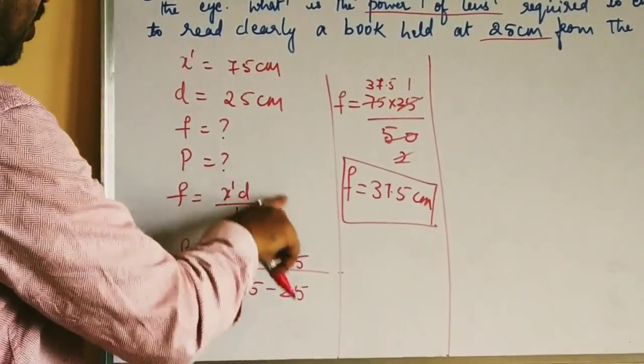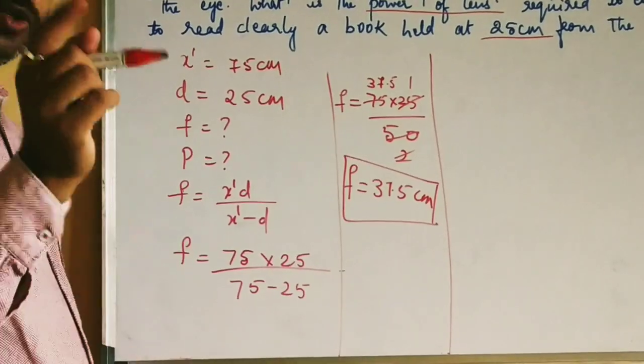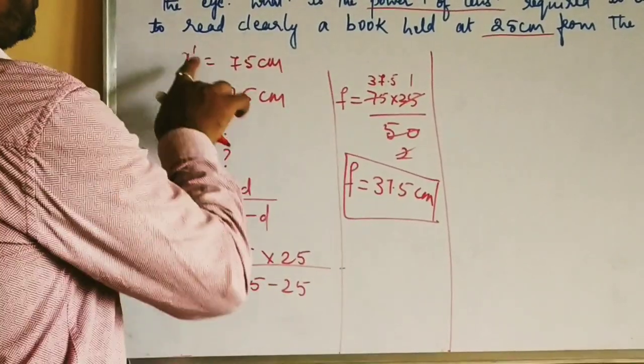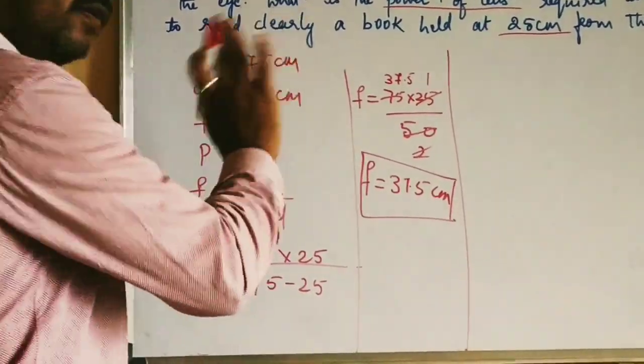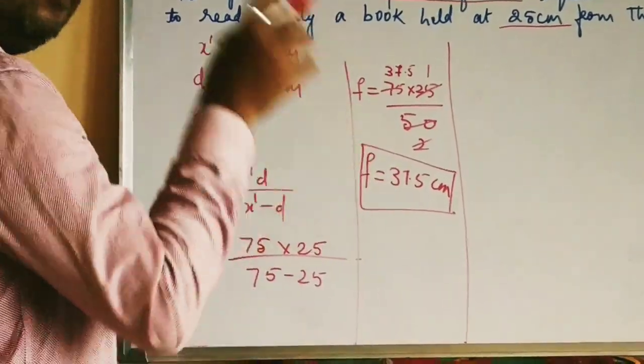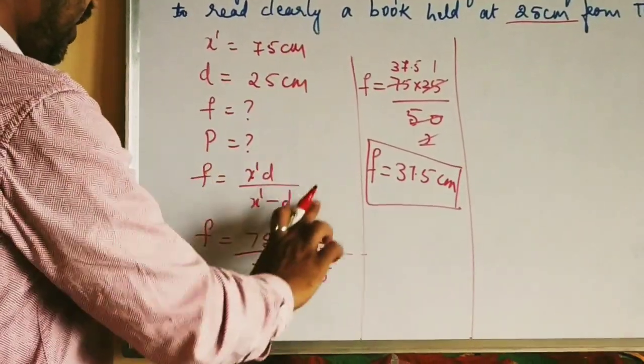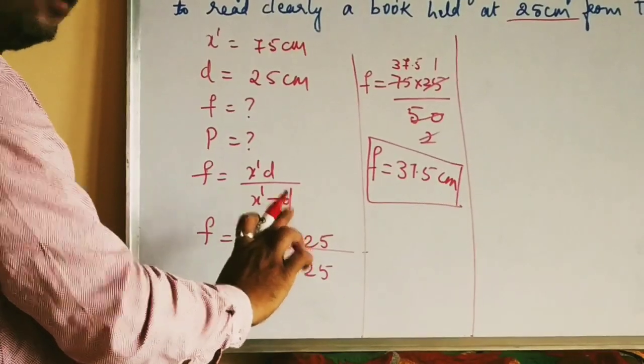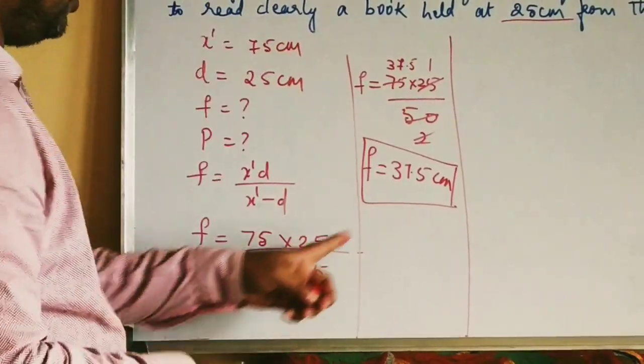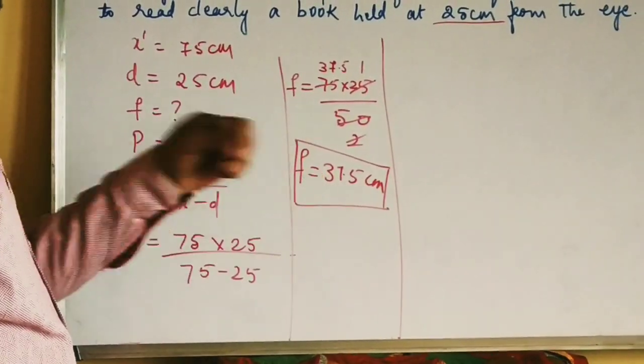Then we got this formula, x dash into d by x dash minus d. So in the problem, if they give the values of x dash and d, don't take negative sign, because already we have taken the negative sign and come up with the resultant formula. Okay, so take the numbers as it is. So we will get the focal length to be a positive value.